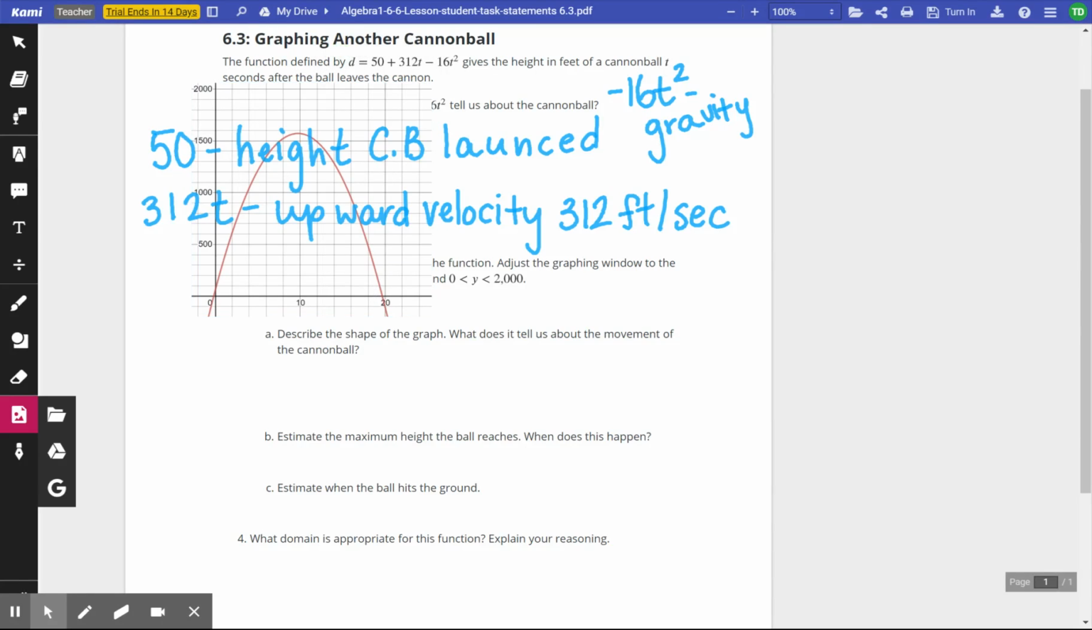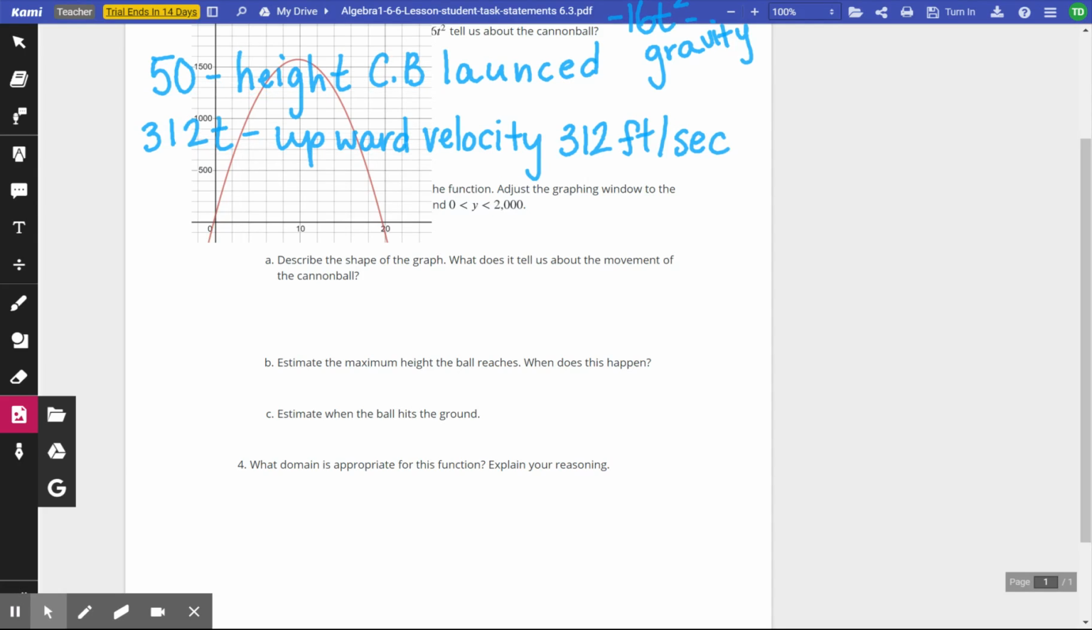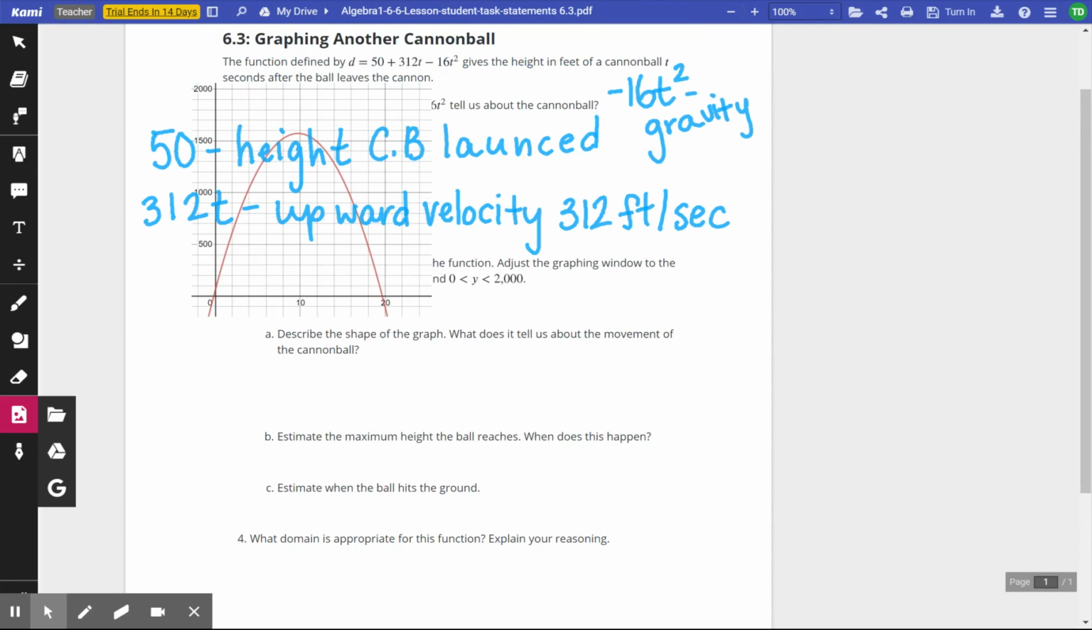Then it says estimate when the ball hits the ground. So I'm looking and it hits here when it crosses the x-axis. So I'm going to estimate that to be about 19.5 seconds after the ball was launched. Just a little bit before 20 seconds. And it says what domain is appropriate for this function.